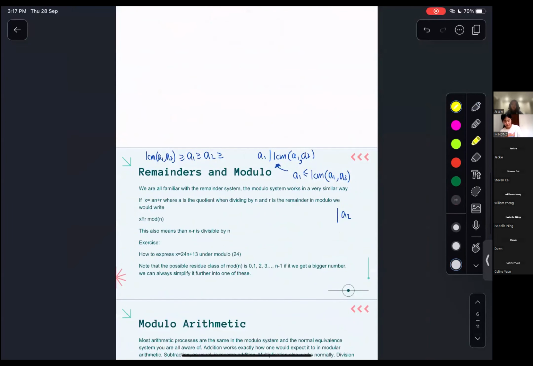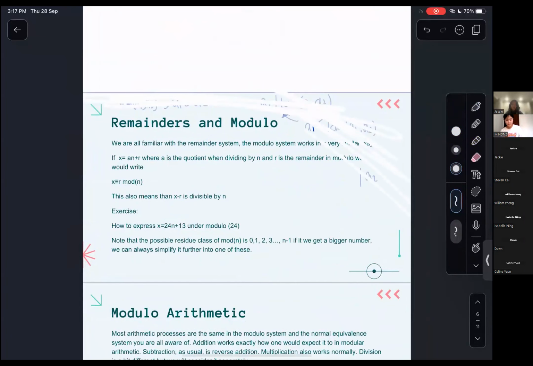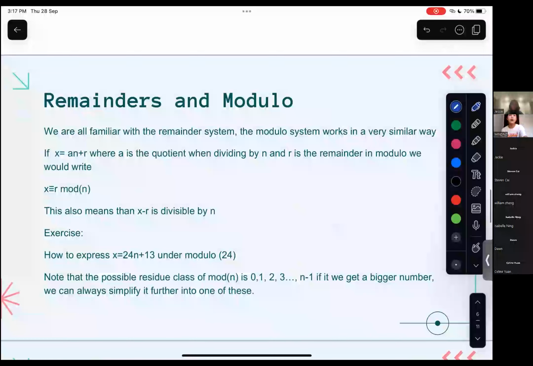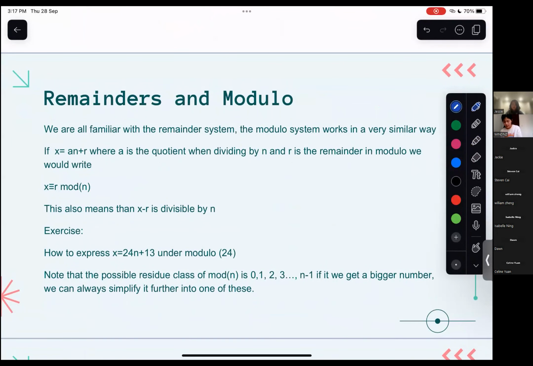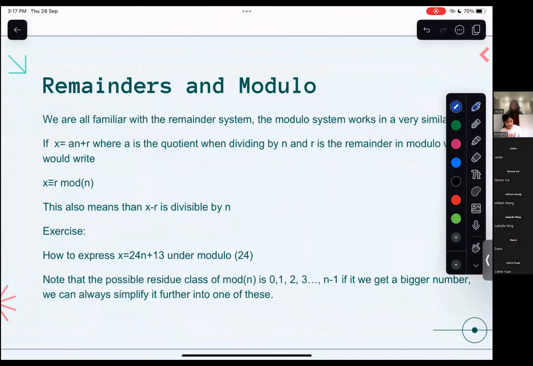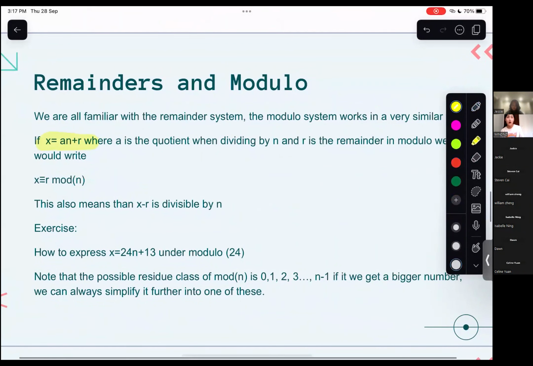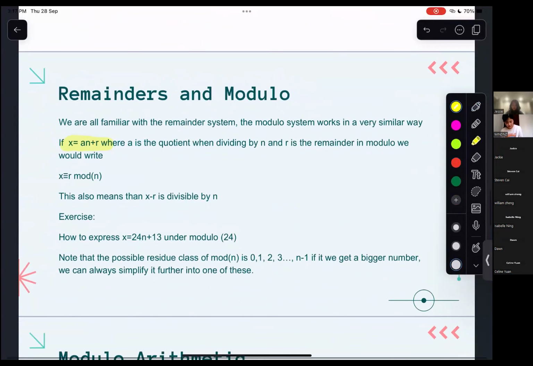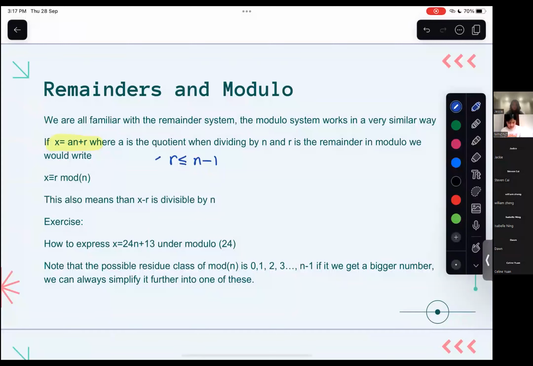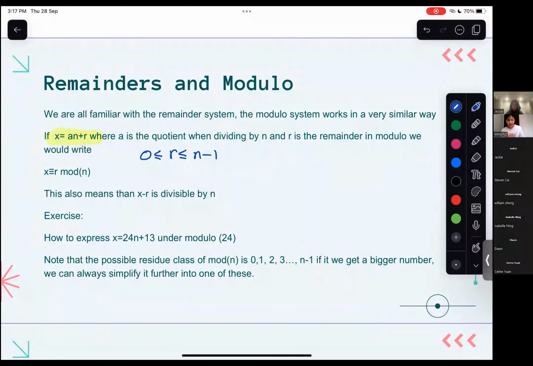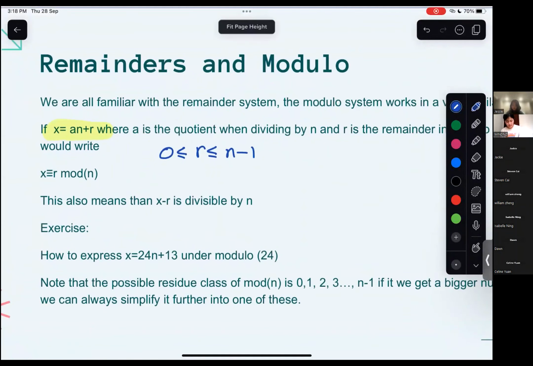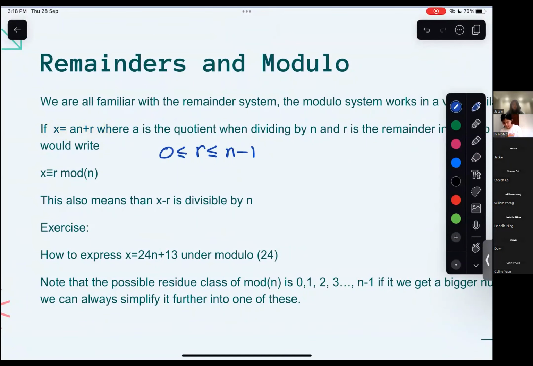Now let's consider remainders and modulo. Modulo is actually very similar to remainders. If you're just thinking about it, it's basically the same as considering the remainder of a number when dividing by another number, right? So if we consider a number x equals a n plus r, where r is the remainder, we should be able to say this, because if the remainder got any bigger than this, it would just mean that a is a little bit bigger, because a is the quotient and we're dividing by n, and we're writing our x in terms of n.